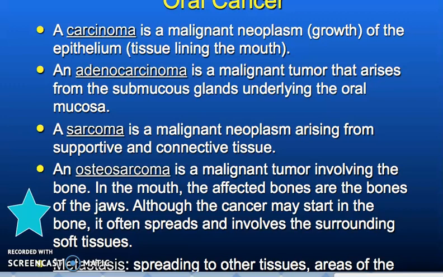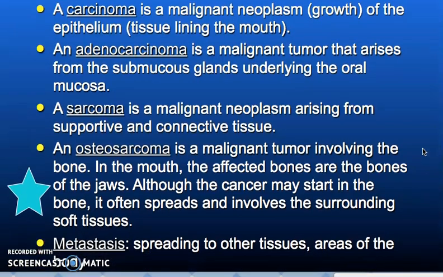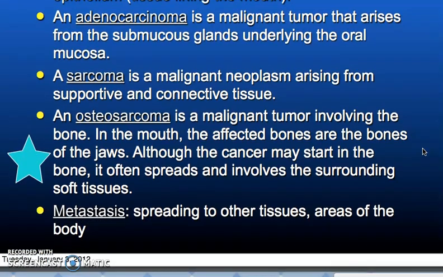One thing I want you to notice here, you have the terminology like carcinoma, but I also want you to know the terminology neoplasm. So it's a growth, okay? Then you have the osteosarcoma, which is a malignant tumor involving the bone. In the mouth, usually the bones of the jaws, although the cancer may start in the bone, it will spread to soft tissues. And when a cancer has metastasized, it spreads to other tissues or areas of the body.